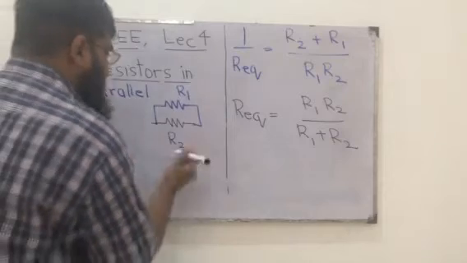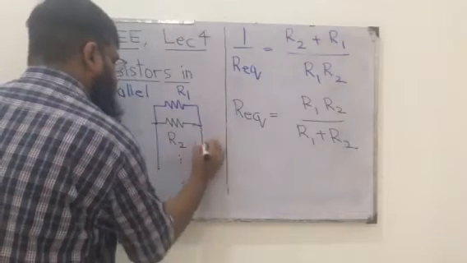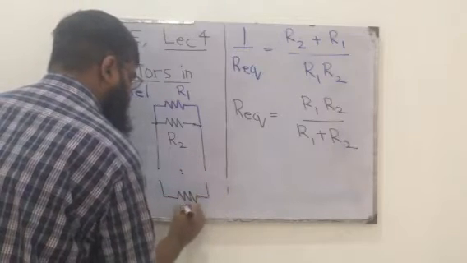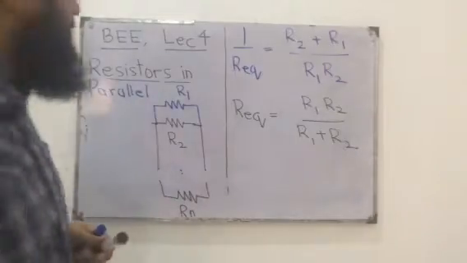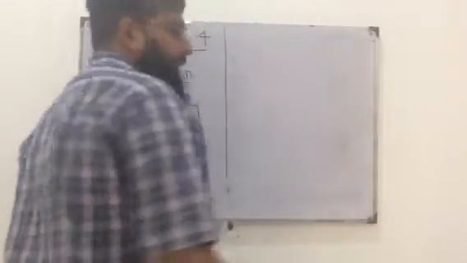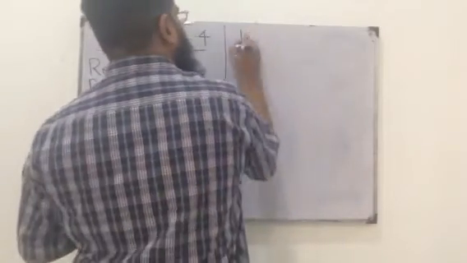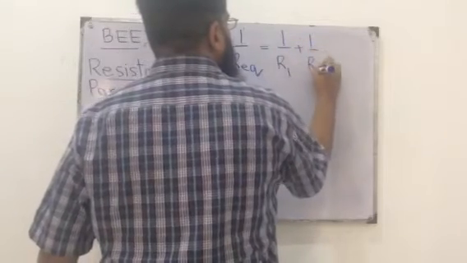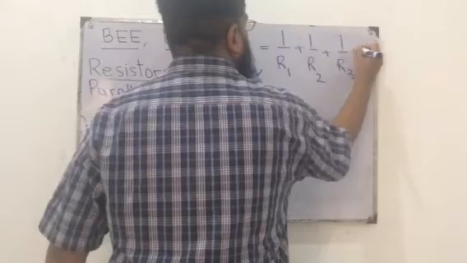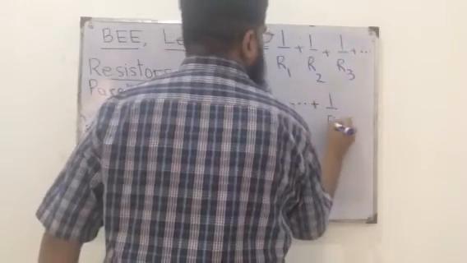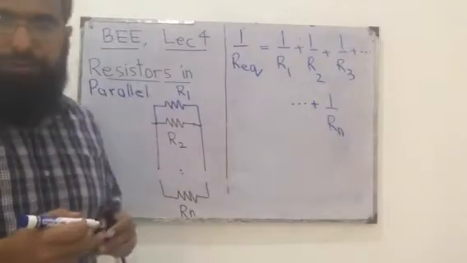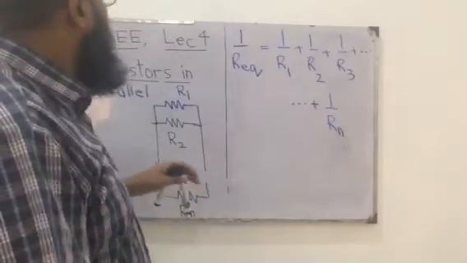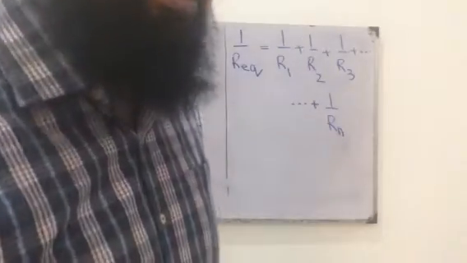Extending it to the case where we have n resistors in parallel, the expression can be rewritten as 1 over R equivalent is 1 over R1 plus 1 over R2 plus 1 over R3 plus 1 over Rn. The general case for n resistors. Now we'll solve two examples where we have resistors connected in series and parallel.